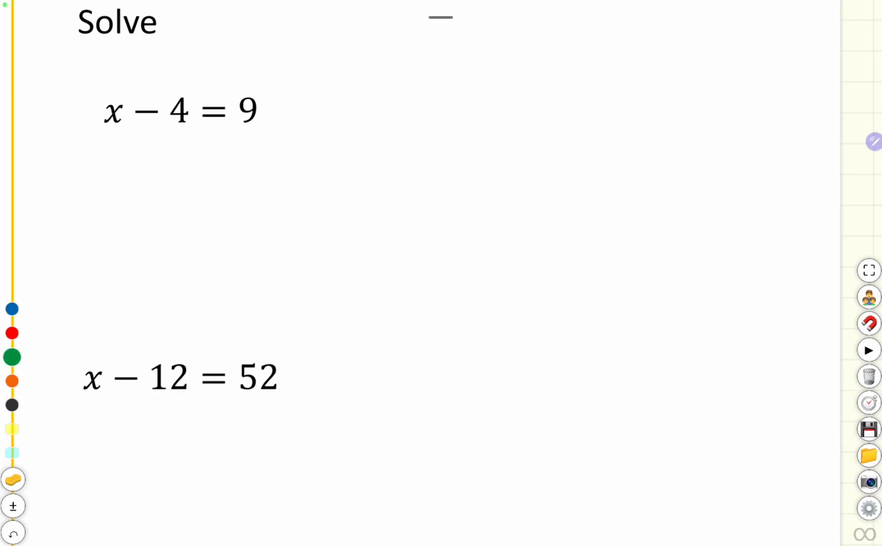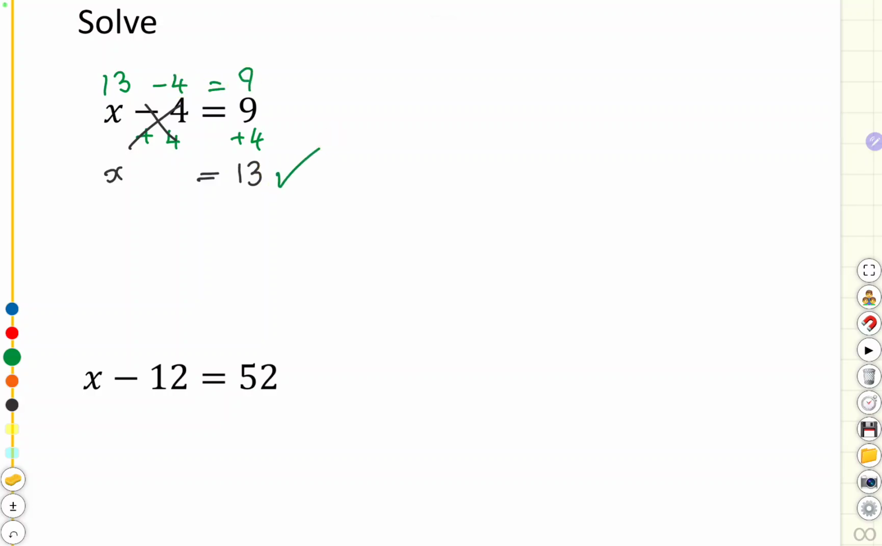Okay, let's go through these answers. So the first one, I need to remove the minus 4 by plussing 4 to both sides. That now equals x. The plus 4 and the minus 4 will cancel. Equals 13. Let me just check my work. 13 take away 4 does actually equal 9.